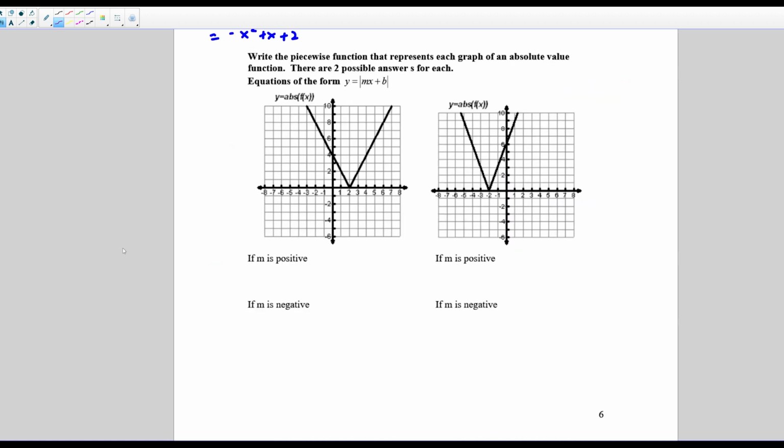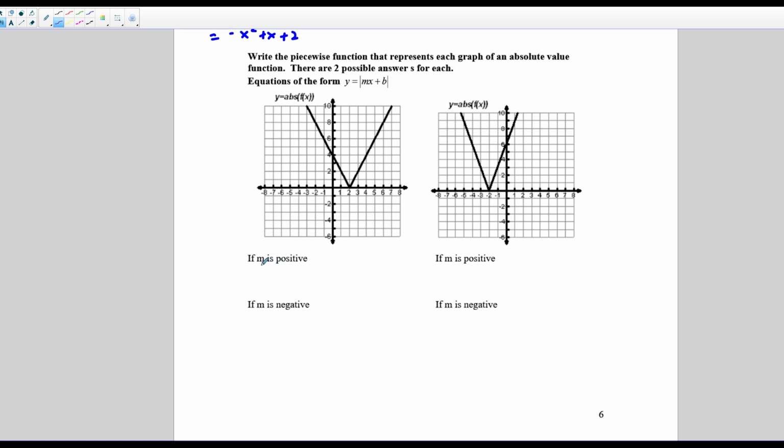For these next couple of questions, we are being asked to write the piecewise function that represents each graph of an absolute value function. There's going to be 2 possible answers for each. So what we're taking a look at are absolute value functions in the form of y is equal to the absolute value of mx plus b.